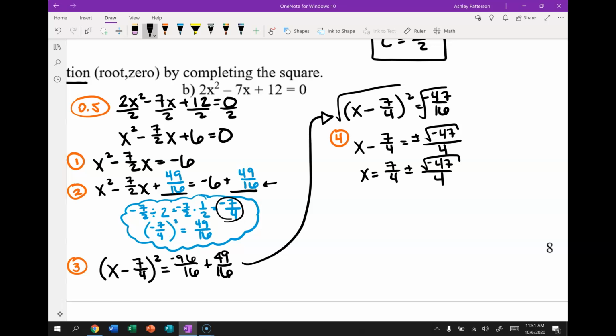I say add the numerator because our denominators are the same. And I hope that at this point, some of you are like, whoa, whoa, whoa, Patterson, this is all wrong. Yes, this is all wrong. Ladies and gentlemen, you cannot take the square root of a negative. It is not possible. I am so sorry.